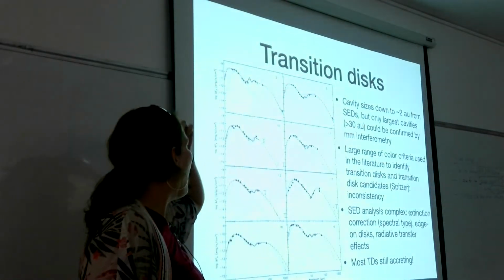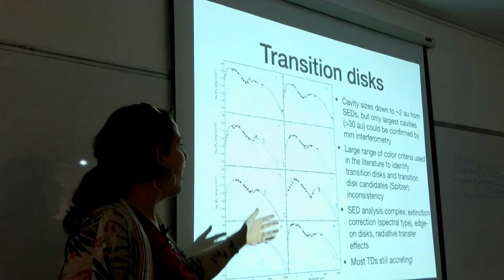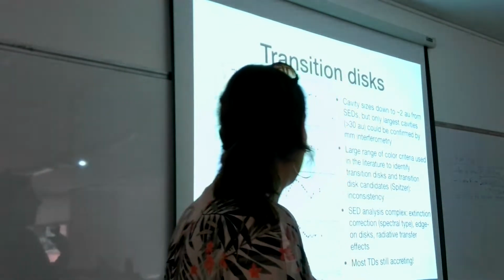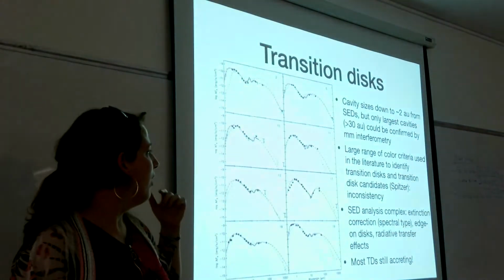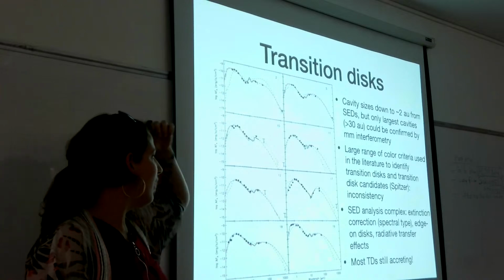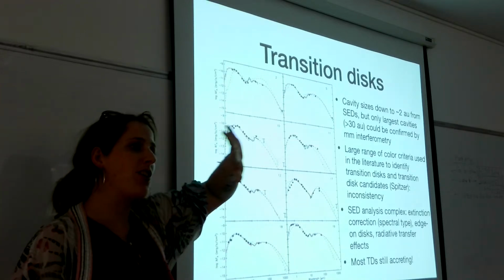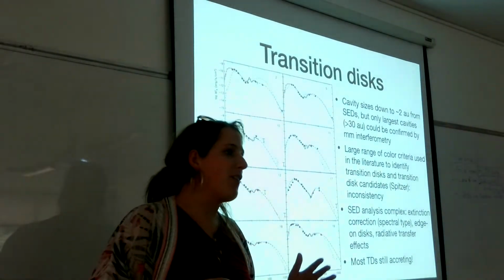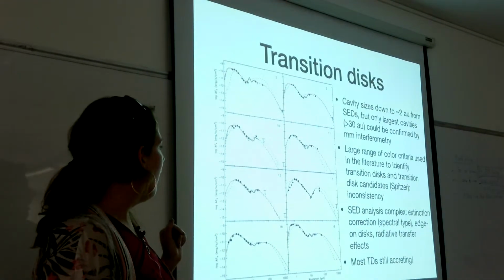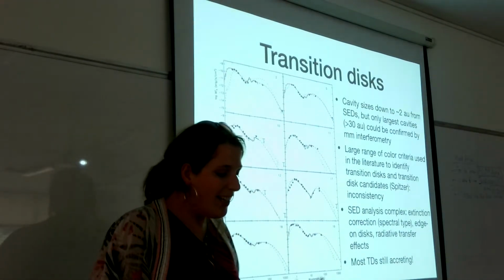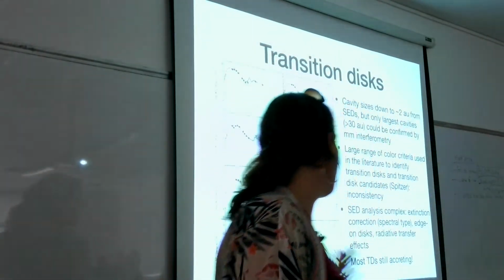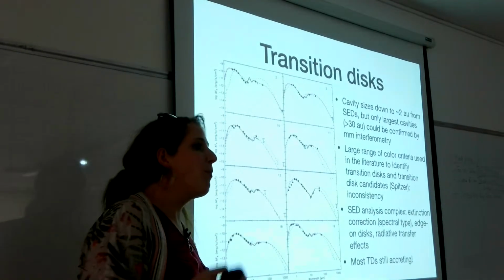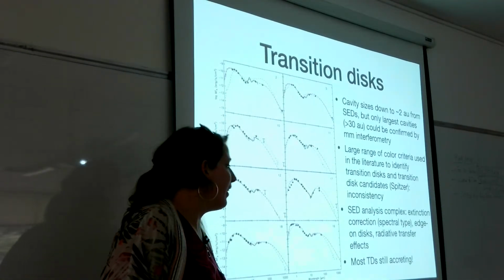Also, if you want to analyze these SEDs, if you want to derive cavity size, for example, from an SED like this, you will find that it's complicated because you have to correct for extinction. You have to worry about edge-on disks, because an edge-on disk would also block part of the star. There are all kinds of radiative transfer effects in the disk. So the SED analysis that you can find in the literature should be taken with a grain of salt, because there are often multiple ways to interpret these data.